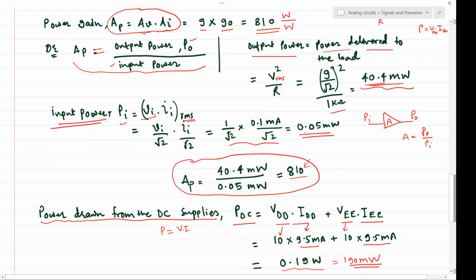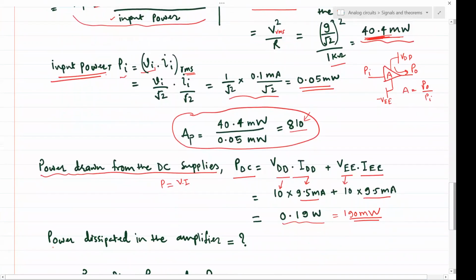So what we can see here is the DC power supply is 190 milliwatt. The input signal power is 0.05 milliwatt, much less than the DC power. And the output power that was finally delivered to the load was 40 milliwatt. So what we've understood is that this power amplifier draws the sum of the power from these supplies right over here, and uses this power, or converts this power, to deliver it to the load. That's how it works.